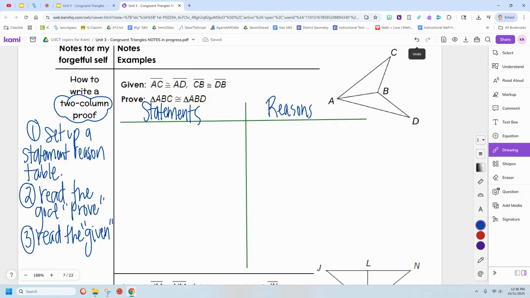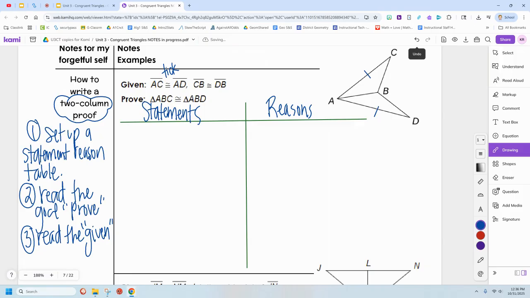Now let's look at what the given is. What did they tell us is already true? Given. AC is congruent to AD. Mark it on your picture. We mark it with tick marks. AC is congruent to AD. Cool. Okay, now I read the next part of the given. CB is congruent to DB.